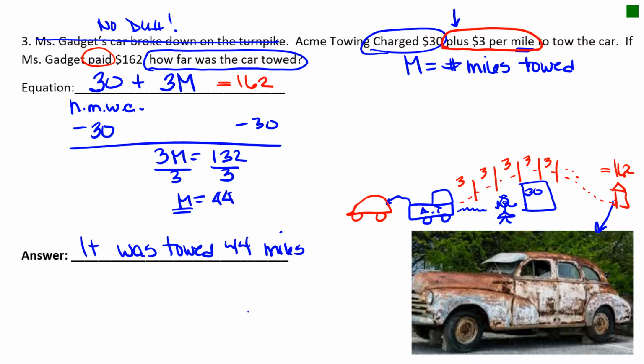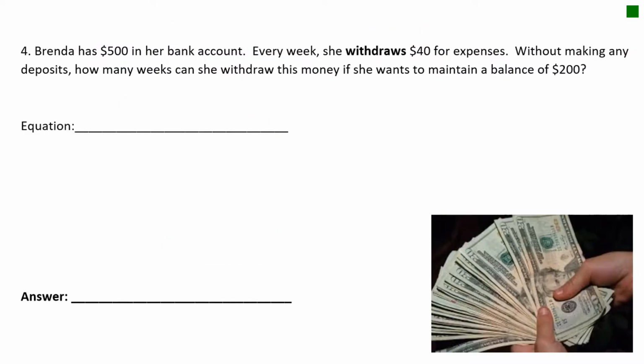All right, let's move on. Brenda has $500 in her savings account, and that actually doesn't say that. It says bank account. Every week she withdraws $40 for expenses without making any deposits. How many weeks can she withdraw this money if she wants to maintain a balance of $200? So that last sentence does give us the question. We have to look for it though. Without making any deposit, how many weeks can she withdraw?